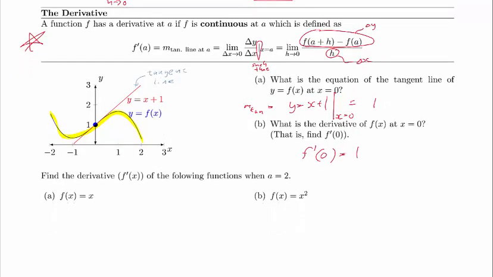Alright, so let's move forward. We're going to look at this algebraically now. Find the derivative of the following functions when a is 2, that is, when x takes on the value of 2. And I want us to think about something real fast. I want us to really think about what is the shape of these graphs. So this one, we've got our graph there, and it goes through like this, right?